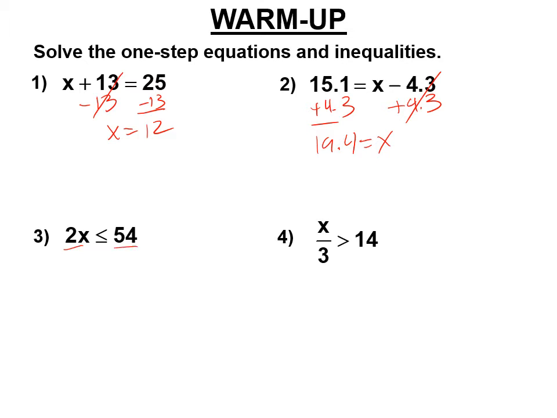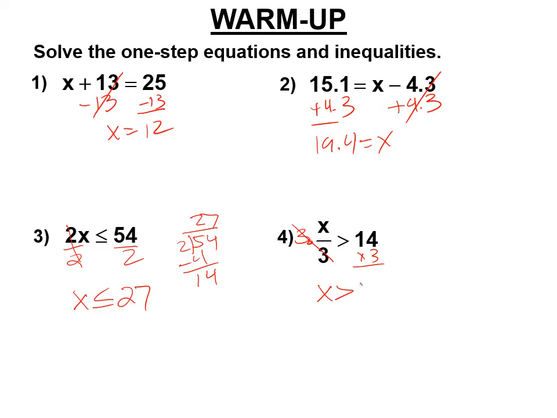Same procedure though. X is being multiplied by 2. Divide both sides by 2. Keep the symbol exactly the same. 54 divided by 2. Here's one of the rare times you might want to do side work. X is less than or equal to 27. X divided by 3 is greater than 14. We multiply both sides by 3. And you keep the symbol the same, and x is greater than 42. So that's considered solving a one-step.